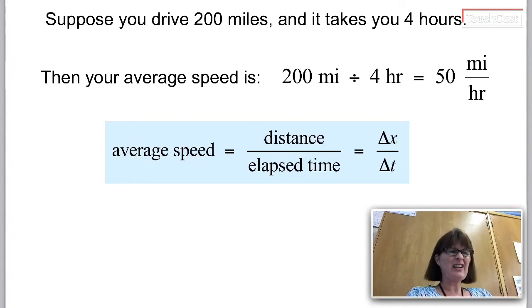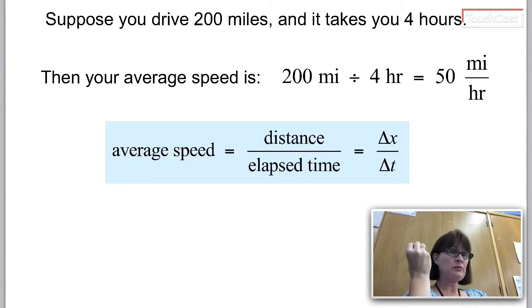So average speed, you probably already have an idea in your mind what average speed is. You take however far you go and you divide by how long it took you. So if you drive 200 miles and it takes you 4 hours, your average speed, the number part we can calculate with 200, the distance, divided by the time, 4.